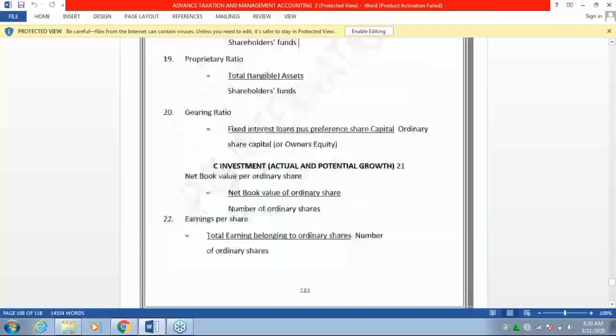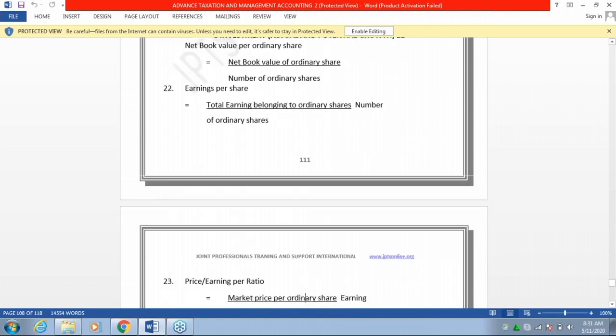Then there is another one, we call it investment. That is the actual and potential growth. Under this, we have net book value per ordinary share. That is the net book value of ordinary shares all over the number of ordinary shares in the company. And at the same time, we have the earnings per share. That is the total earnings belonging to the ordinary shares all over the number of the ordinary shares.